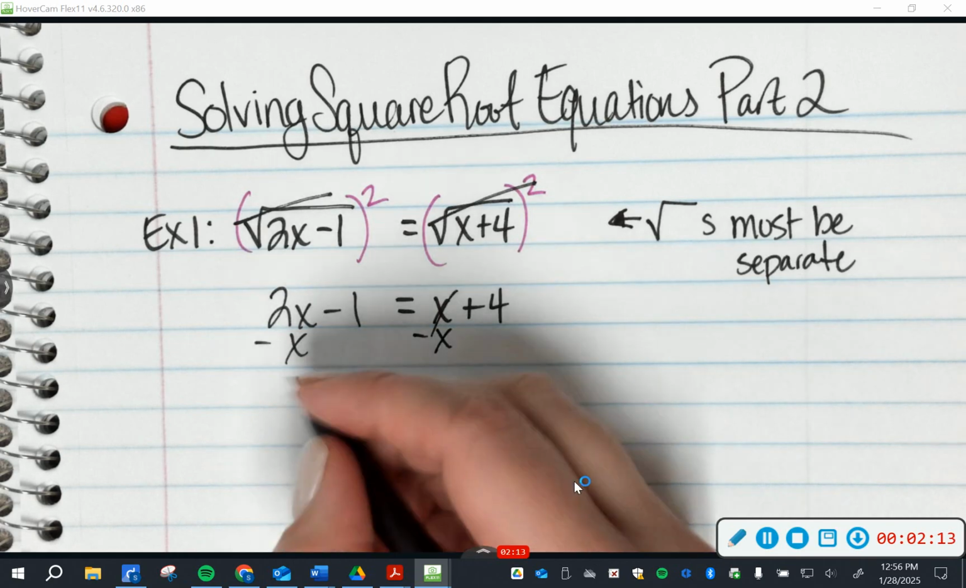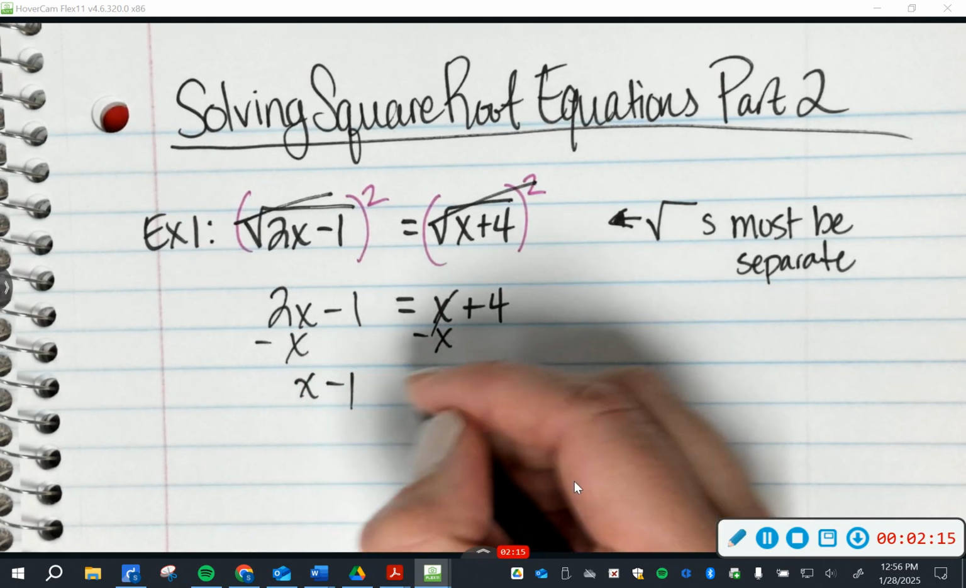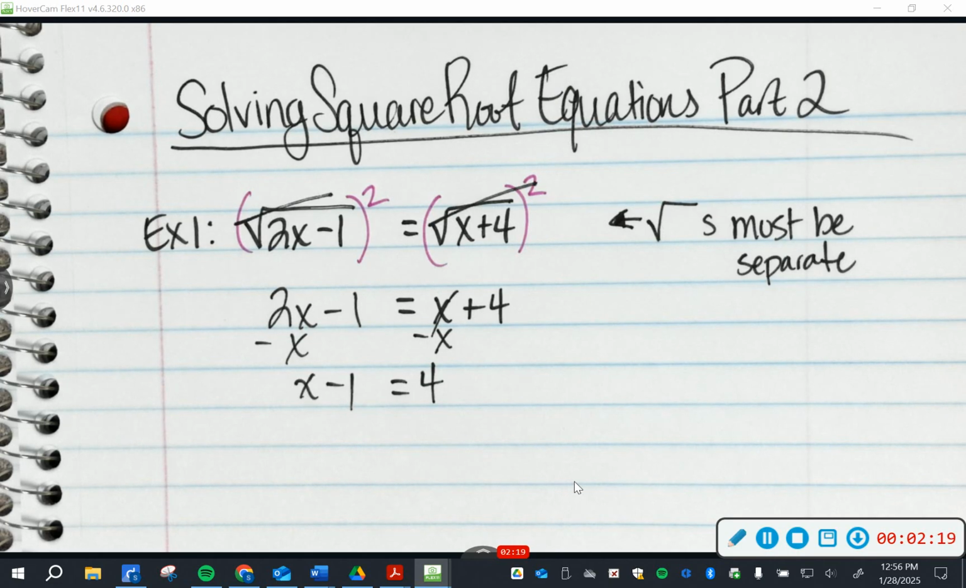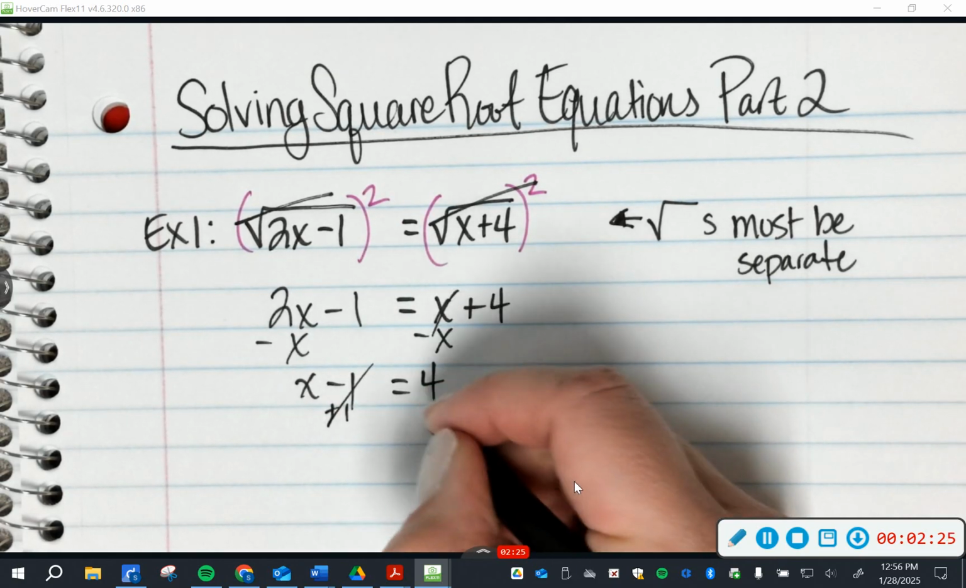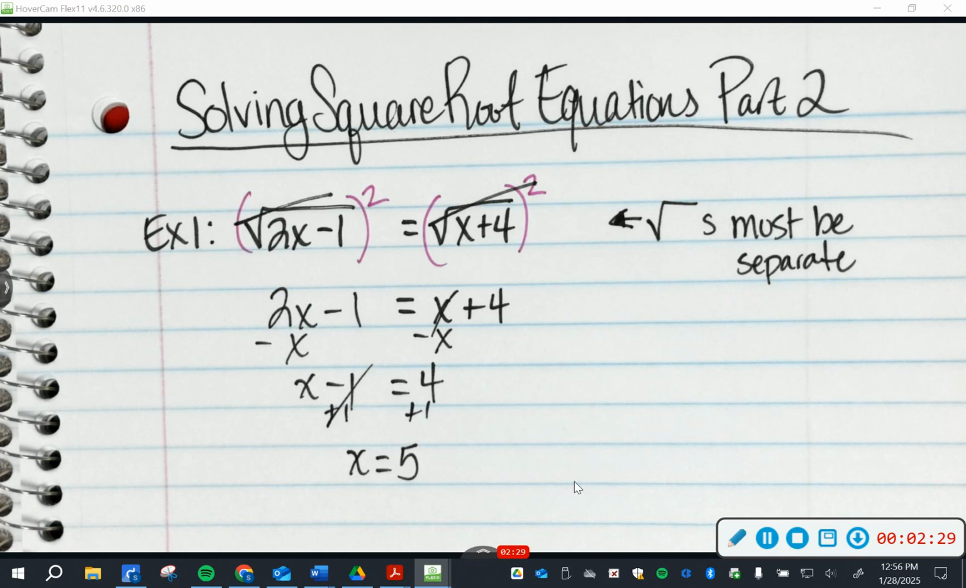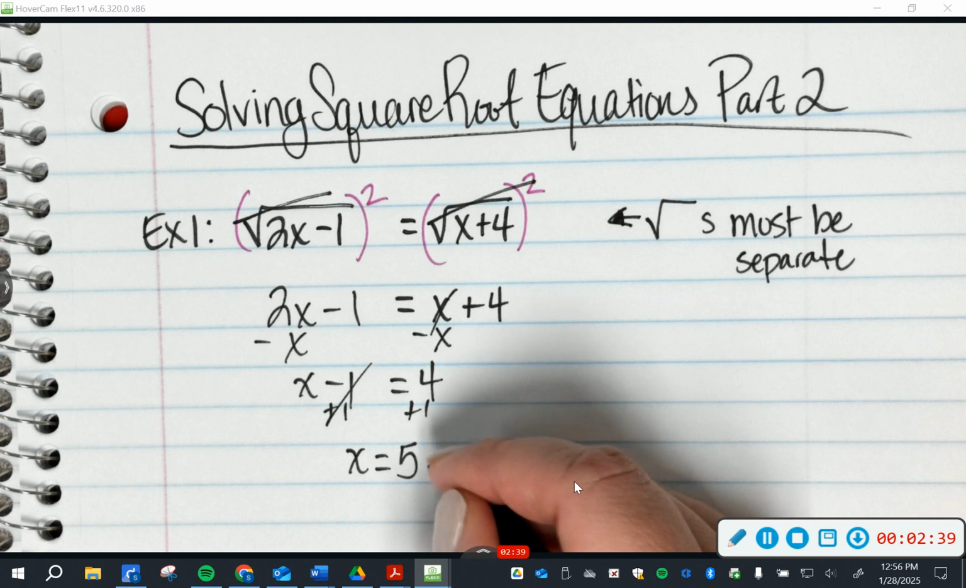2x minus an x is just 1x. Bless you. And then you just add 1. So x is 5. Right? Maybe. Maybe x is 5. Right? We have to check. That last step, the check step.